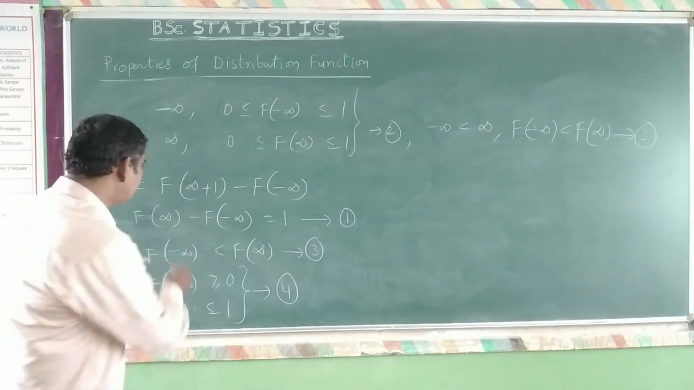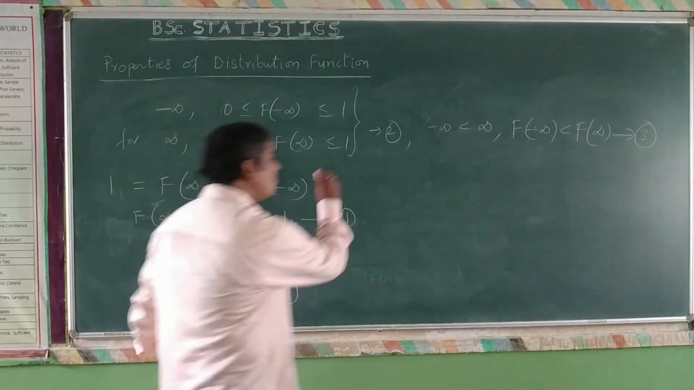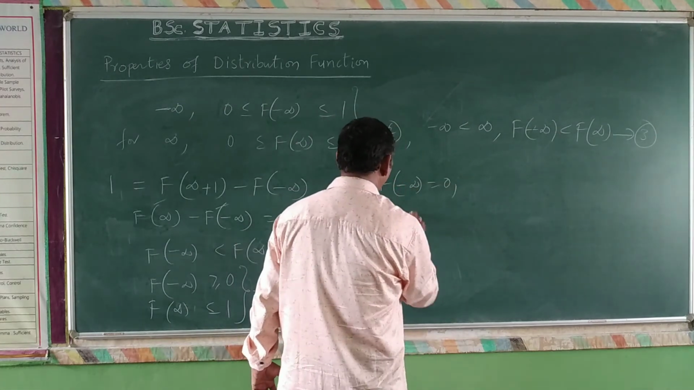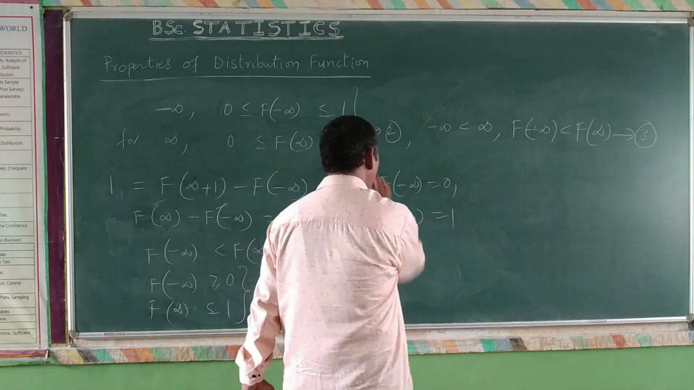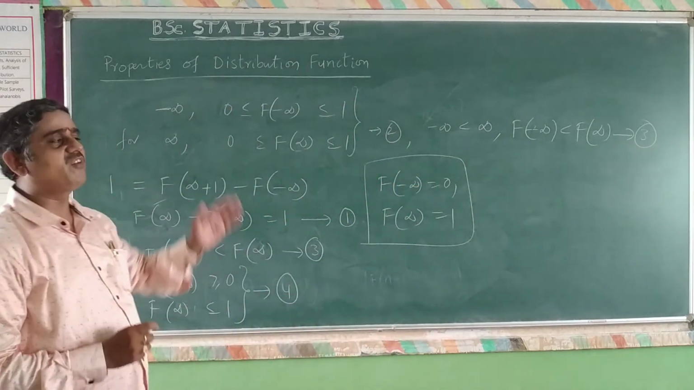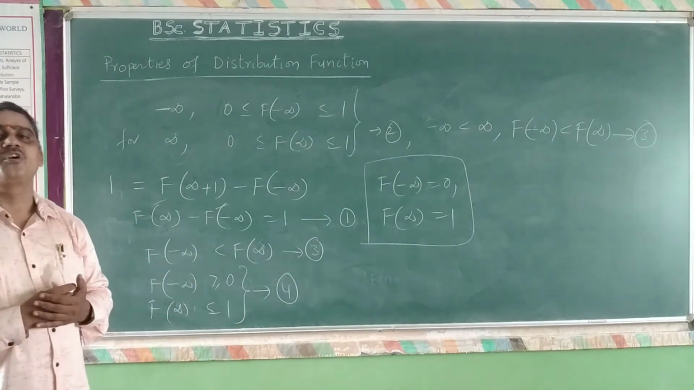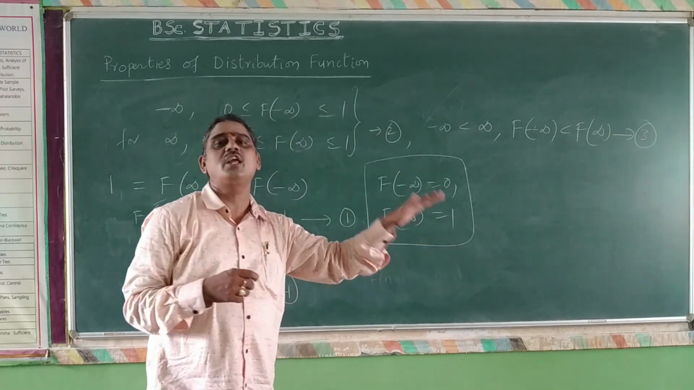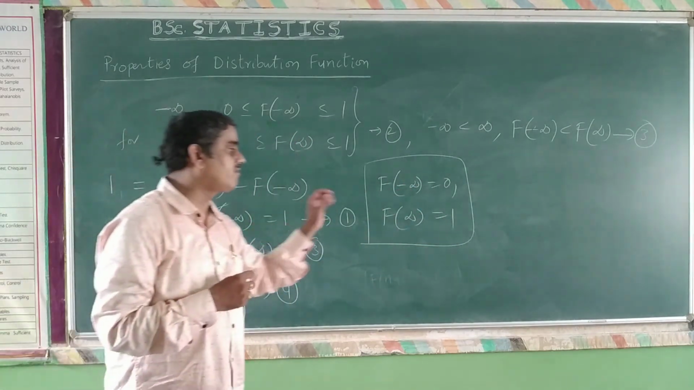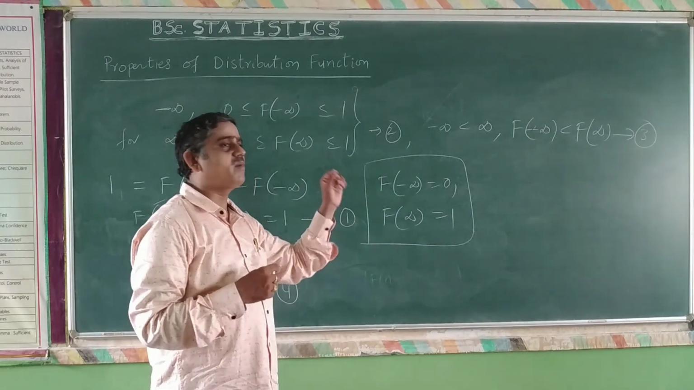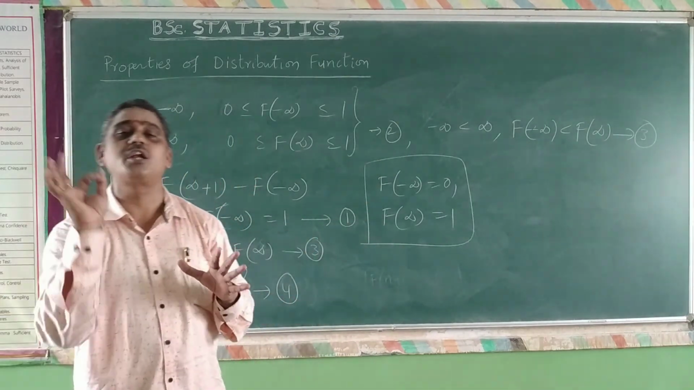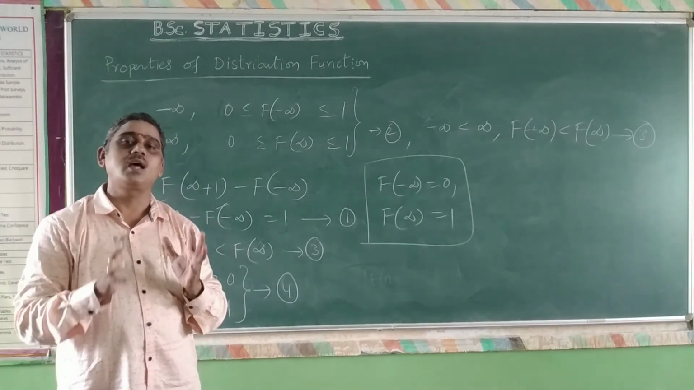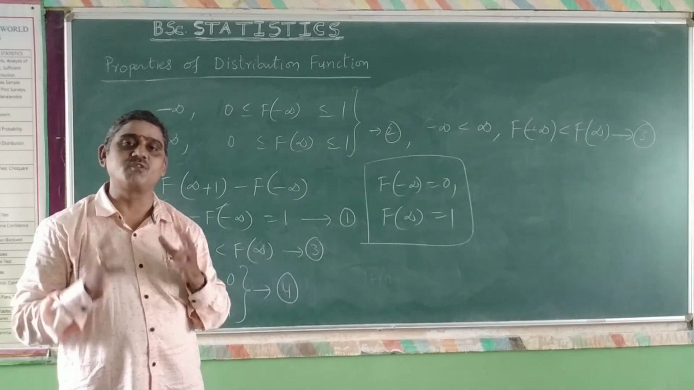Only 1 and 0. This is 1, this is 0. That's all. So from all four equations, F of minus infinity is equal to 0 and F of infinity is equal to 1. Hope you understand. By referring to equations 1, 2, 3 and 4, F of minus infinity is taken as 0, and F of infinity can only be 1. F of infinity is 1, F of minus infinity is 0. This is another important property of the distribution function.